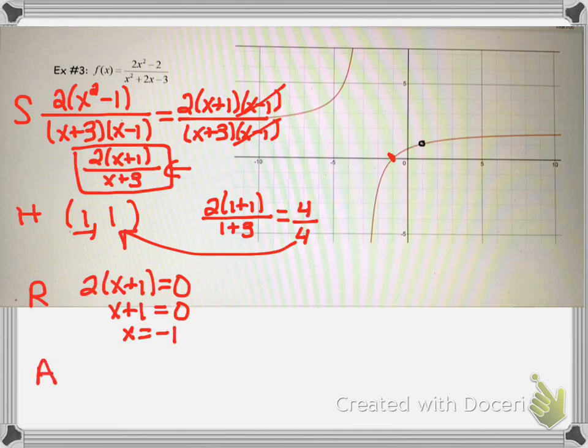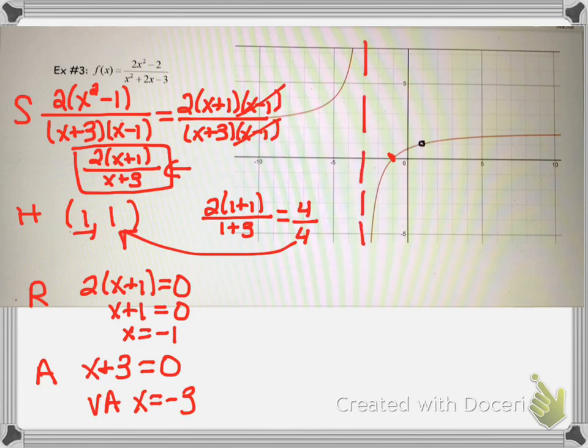Then you do the A step. Your new simplified denominator just has the x plus 3 in it. So you set it equal to 0 and solve it, and you get a vertical asymptote of x equals -3, which once again you can see that as well. Skip the T step, of course, this year.